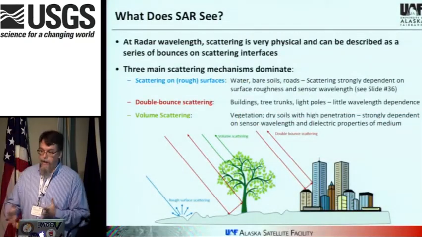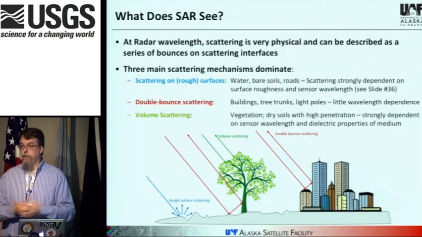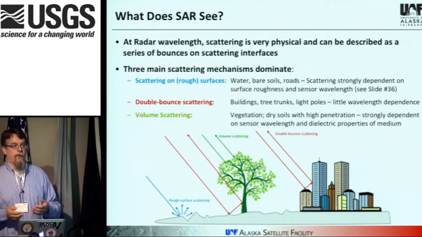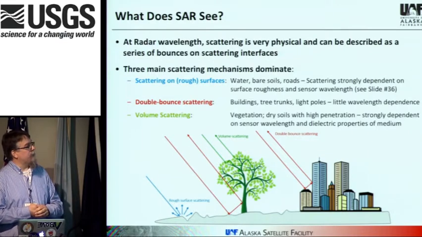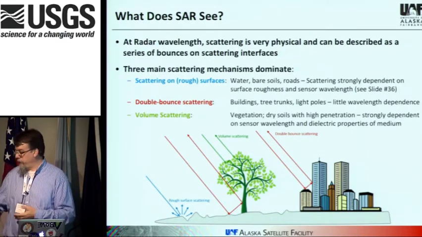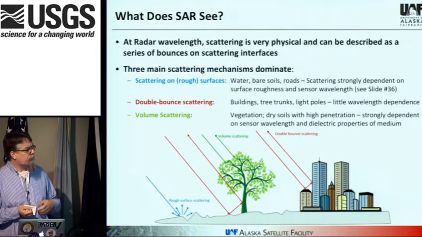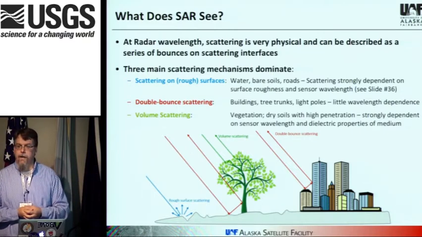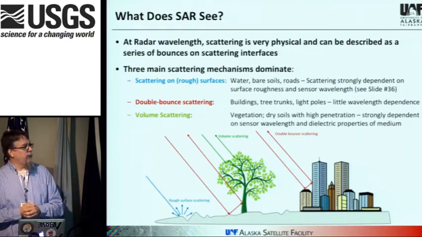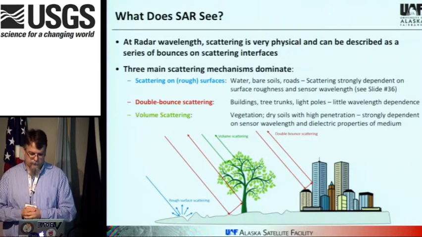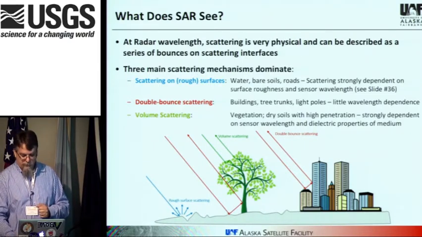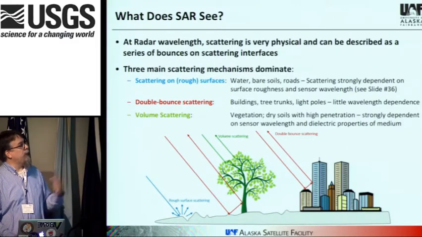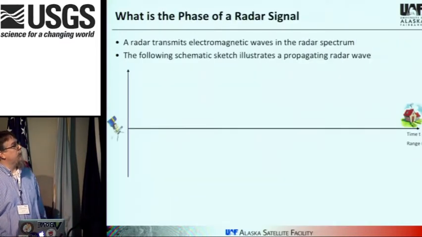At the wavelengths that we operate at, radar scattering is really pretty physical. You can think about it as bouncing off of objects, or bouncing off of the ground. You have different types of rough surface scattering. You can think of double bouncing off of things like trees, volumetric scattering inside of trees, or double bouncing in urban signals. In general this works pretty well, and plays into the change in scattering associated with polarizations. The other thing we talk about is phase.